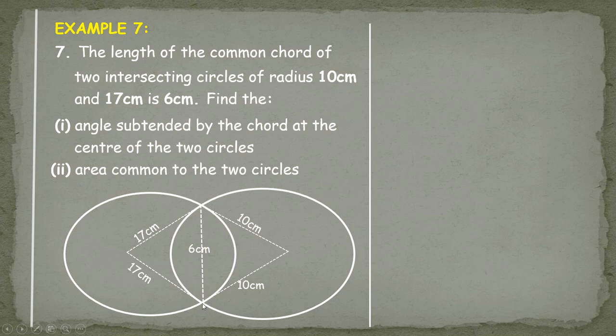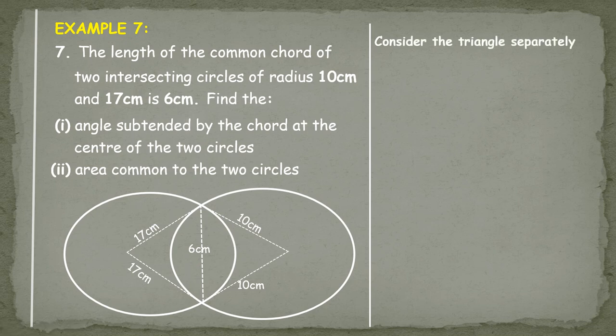So the angle subtended by the chord at the center of the two circles. Now I have this chord. Once I connect this chord to this center, the angle I'm interested in is this. You can see this is our angle that we are interested in. Once I connect this chord to the center of this circle, the angle I'm interested in is this. Those are the two angles that we are interested in. What angle does this chord make at the center of this circle? What angle does this chord make at the center of the other circle?